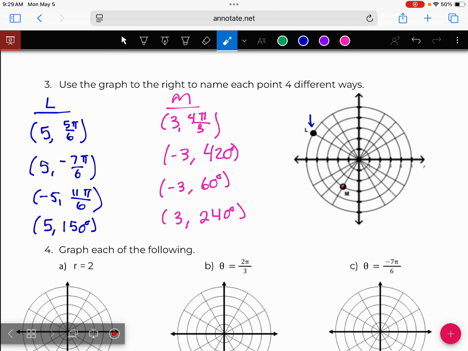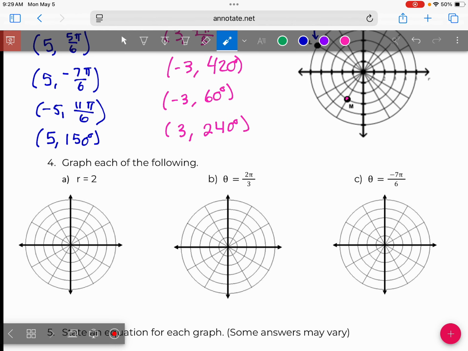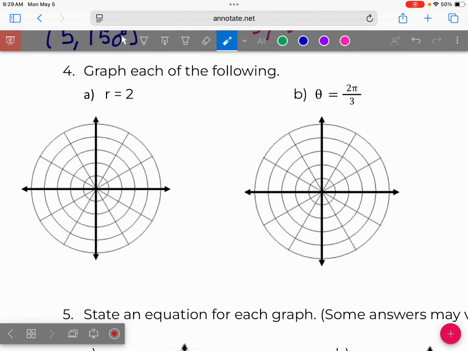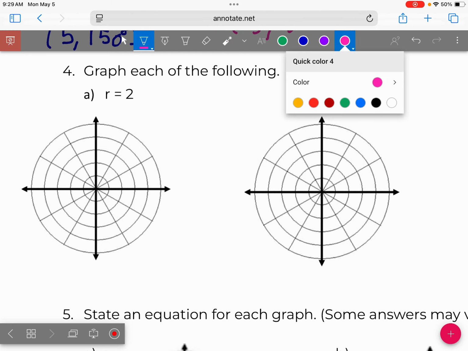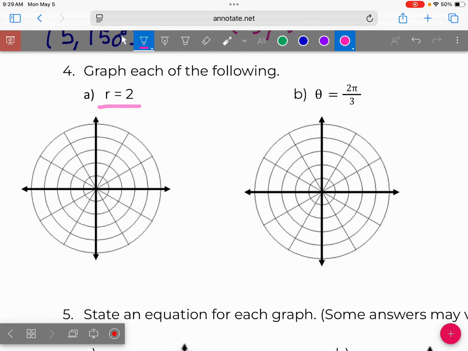So the next thing we're going to look at is what these are going to look like when we start getting into equations. We have a couple of pieces where we're going to look at what it looks like if we were trying to graph when our radius is 2. So the first thing we're trying to figure out is where is our radius 2?